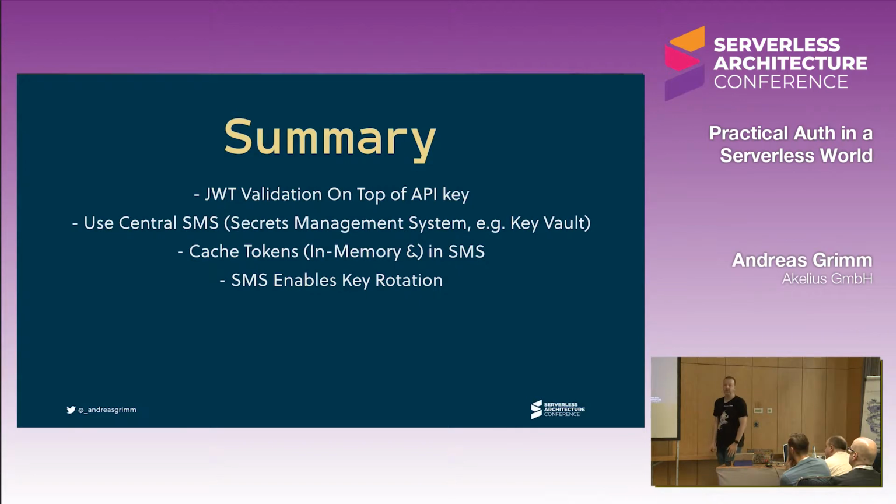So, real quick summary. For the token validation, if you do it in the function, always use it in addition to an API key to prevent these DDoS scenarios. And if possible, use a central secrets management system, for example Azure Key Vault in the case of Azure, and cache tokens if possible, because this can be really a money saver for you. And yeah, a secrets management system enables key rotation, so you can rotate your client secrets much more often, which otherwise would be a problem.